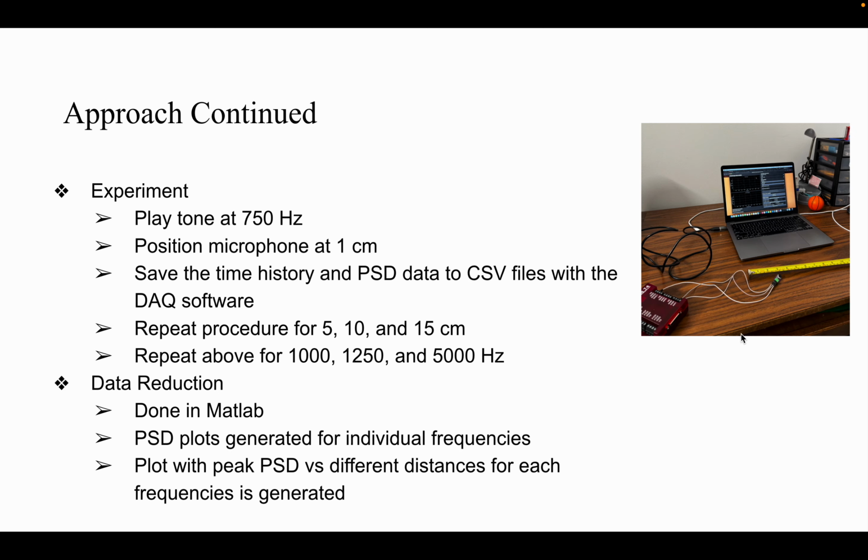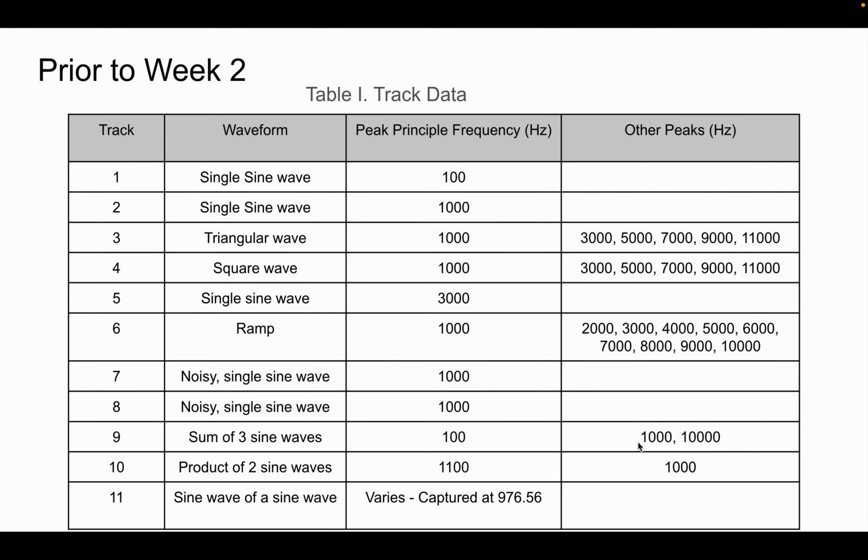So this is my setup, and we're gonna start by playing a 750 hertz frequency. We're gonna position the microphone at 1 centimeter. We're gonna save the data to CSV files using the software, and repeat the procedure for 5, 10, and 15 centimeters. We're gonna repeat the above for the remaining frequencies. Data reduction is done in MATLAB.